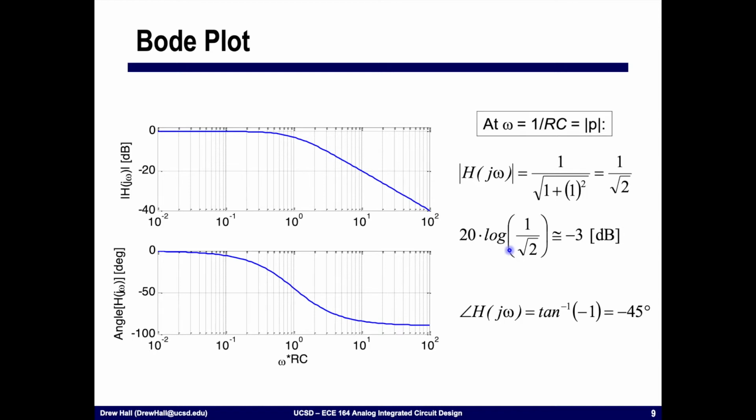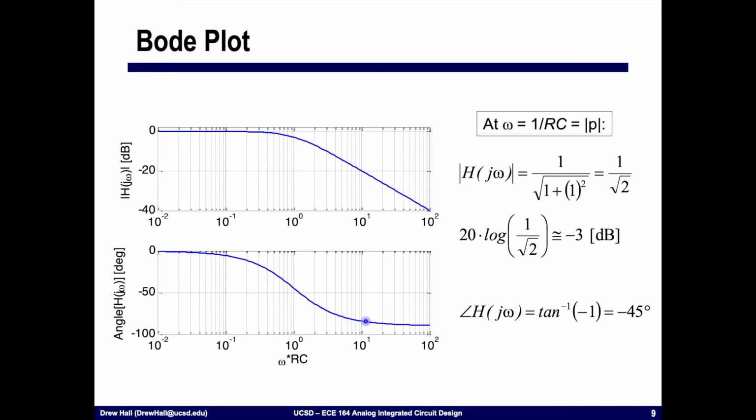Likewise, the phase at the pole frequency is equal to the arctangent of -1, or minus 45 degrees. Each pole is going to give us a 90-degree phase shift. And right at the pole frequency, we have already lost minus 45 degrees, or half of the phase, and it takes a decade before and a decade after in order to complete this phase transition.